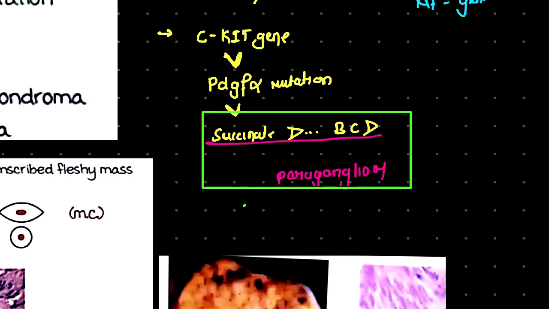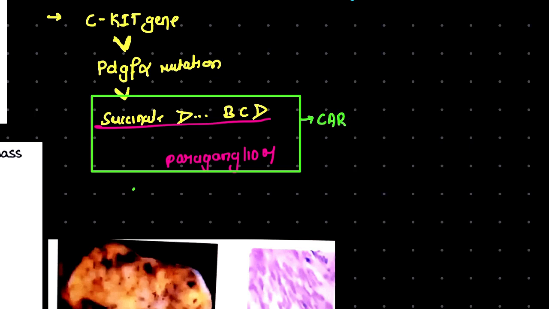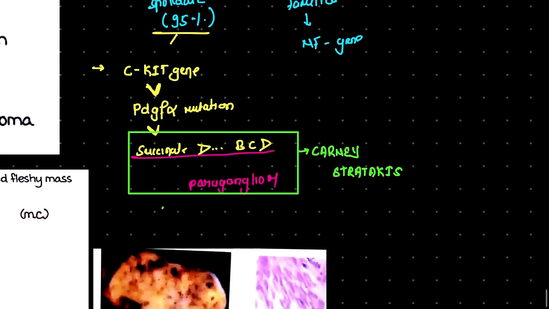The dyad of these two conditions together, the succinate dehydrogenase mutation of BCD subtype and paraganglioma, is called Carney-Stratakis syndrome, right? Carney-Stratakis.